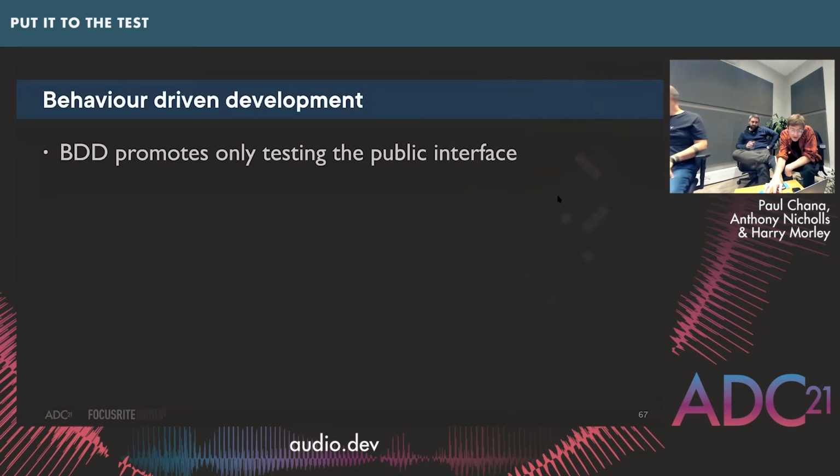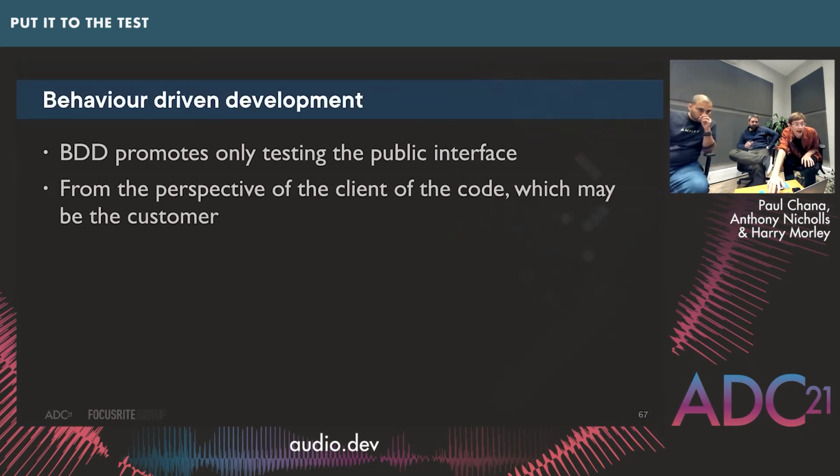Yeah, BDD. As we've said, it promotes only testing that public interface rather than all these implementation details. I think I mentioned earlier the test being the client of the code, which might be the customer. It might be as simple as, when the user presses a button. Might not always be the user, but it's the idea that a user is coming to this code, and that is what you're testing.